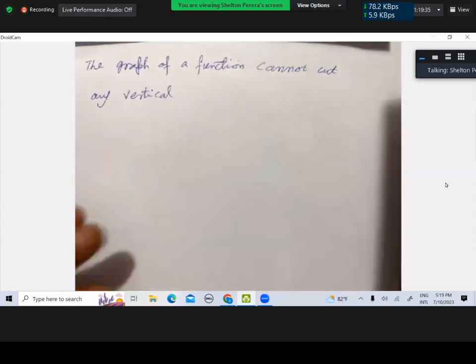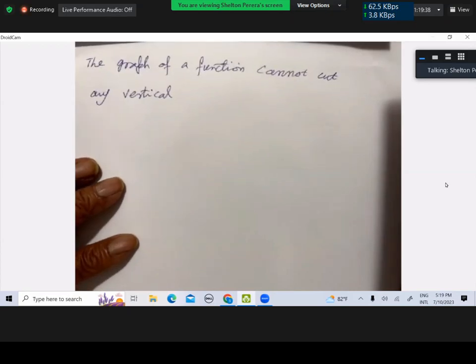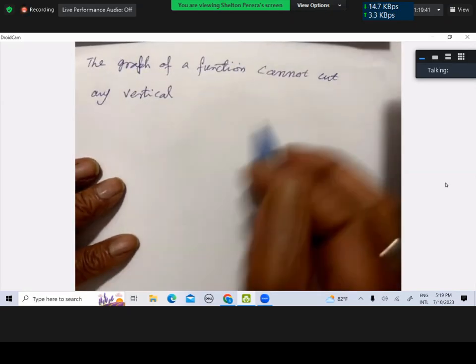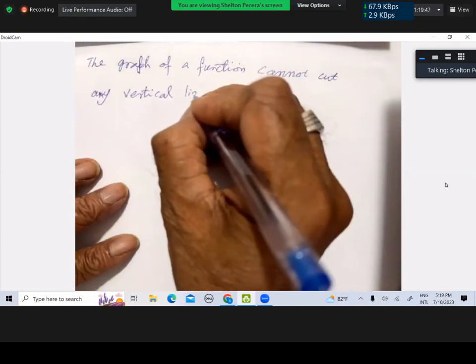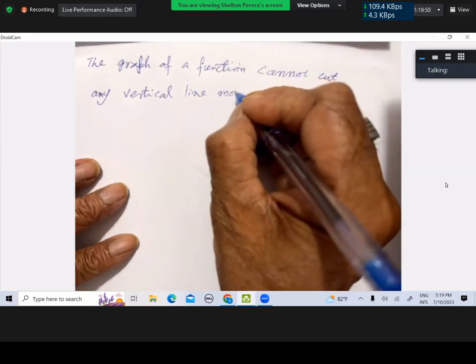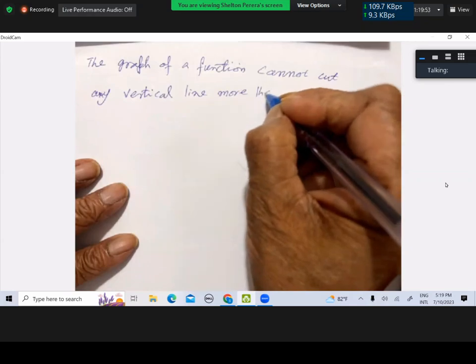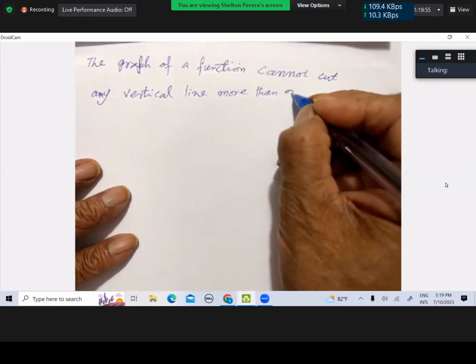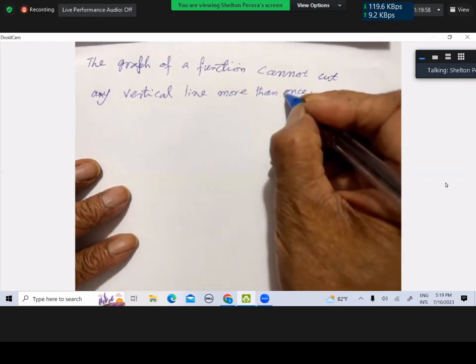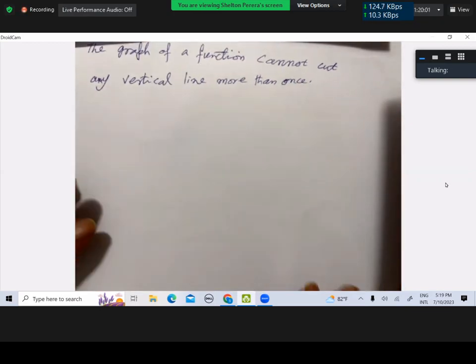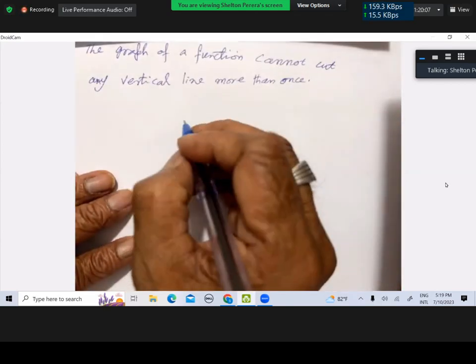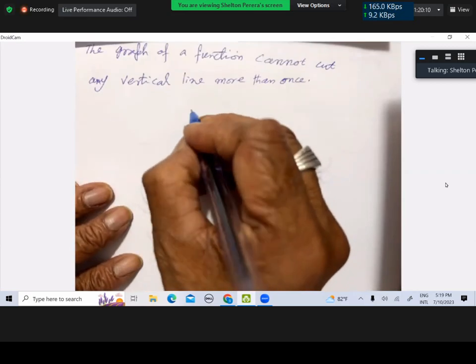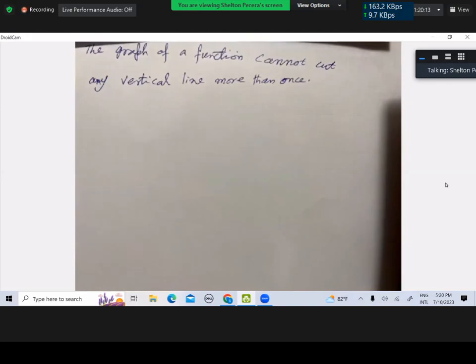Vertical lines are lines parallel to the y-axis, Tamil speaking students. The graph cannot cut any vertical line more than once. This is not a graph of a function. Meaning, if you have a graph of a function, it is the input-output pairs. Now, for one input, there is only one output.